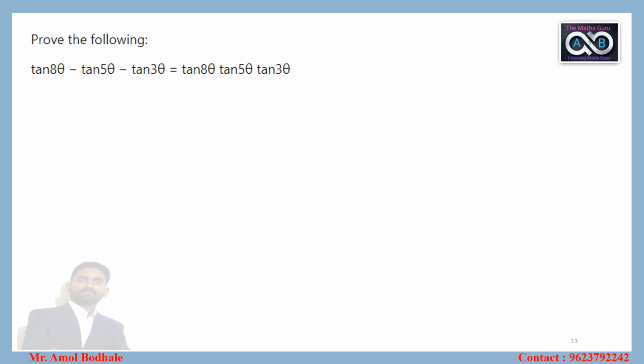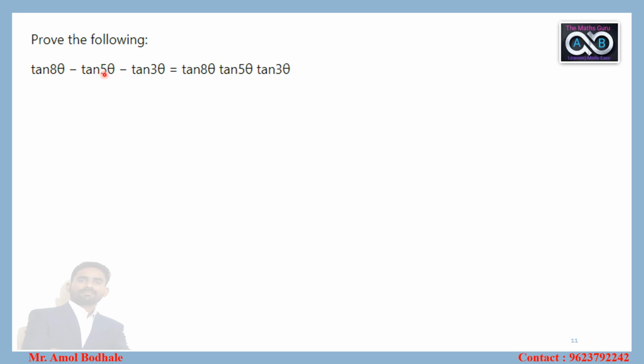Let's see the next example. Prove the following: tan 8 theta minus tan 5 theta minus tan 3 theta equal to tan 8 theta into tan 5 theta into tan 3 theta. So to prove this type of identity, we have to always think about the relation between the given angles. So here what are the angles? 8 theta, 5 theta, 3 theta.